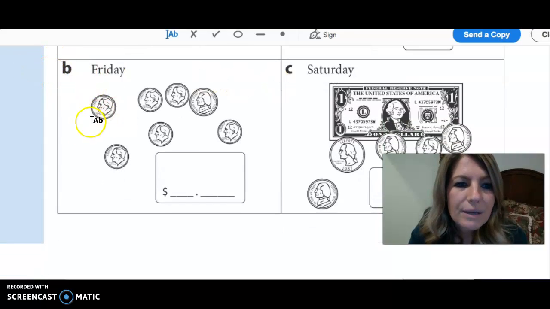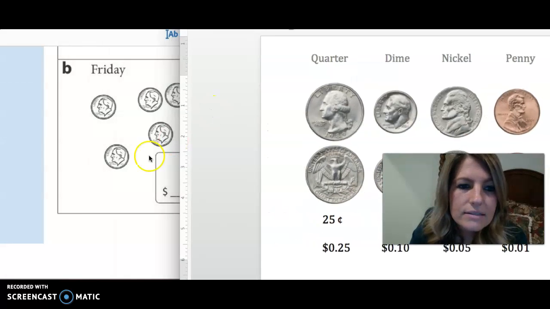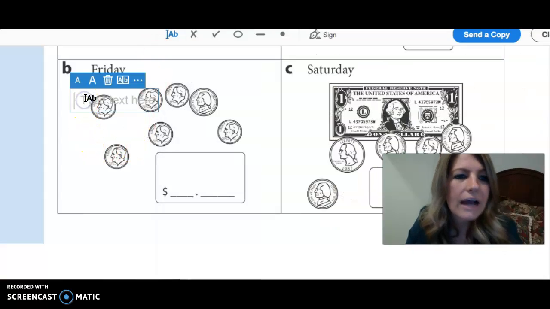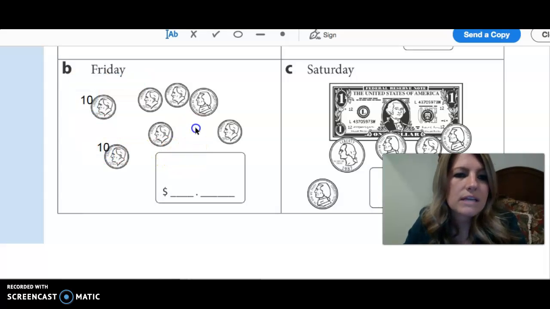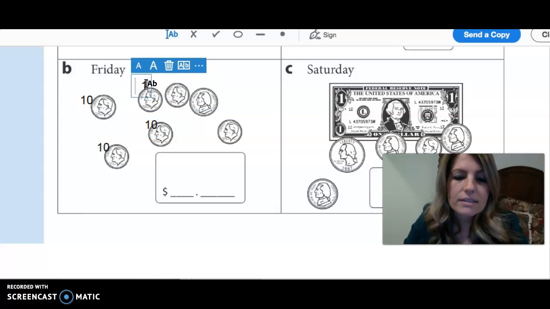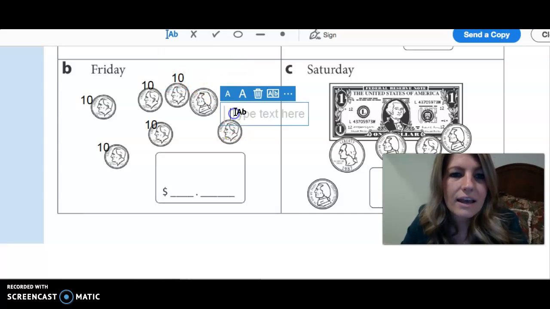Let's switch to B. Look at all these little tiny dimes. So look at this dime over here. See how it looks very similar to this dime over here? So we've got a lot of tiny dimes. I know that dimes are worth 10 cents. This one's worth 10 cents. This one's worth 10 cents. This one's worth 10 cents. This dime is worth 10 cents. And this dime is worth 10 cents.